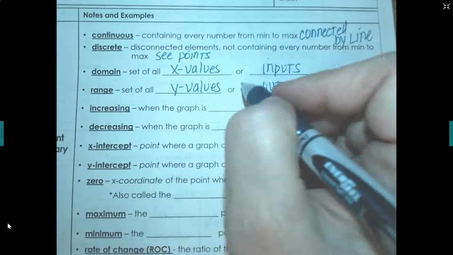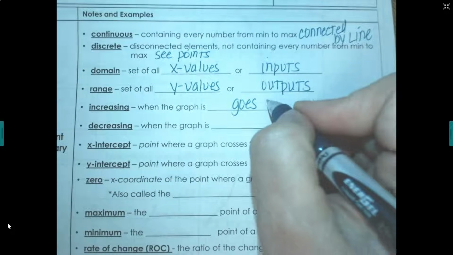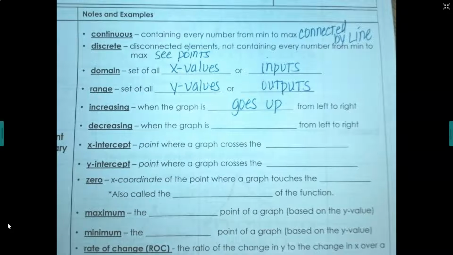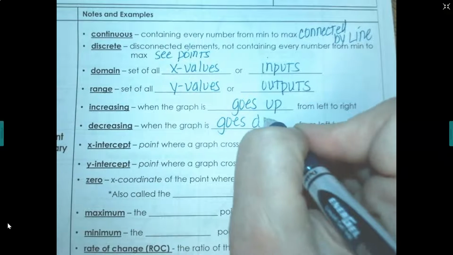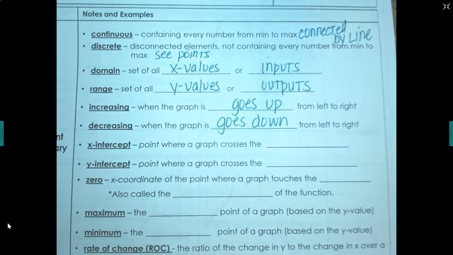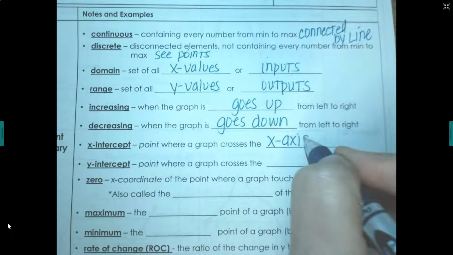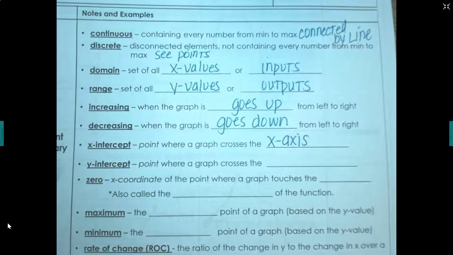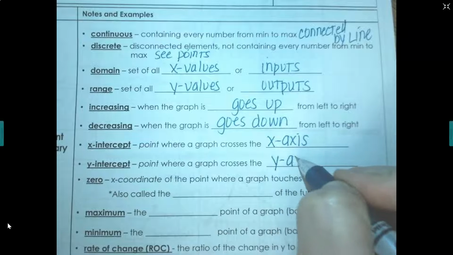Increasing means the graph goes up as you go from left to right. Decreasing means the graph goes down as you go from left to right. The x-intercept is the point where the graph crosses the x-axis. The y-intercept is the point where the graph crosses the y-axis.